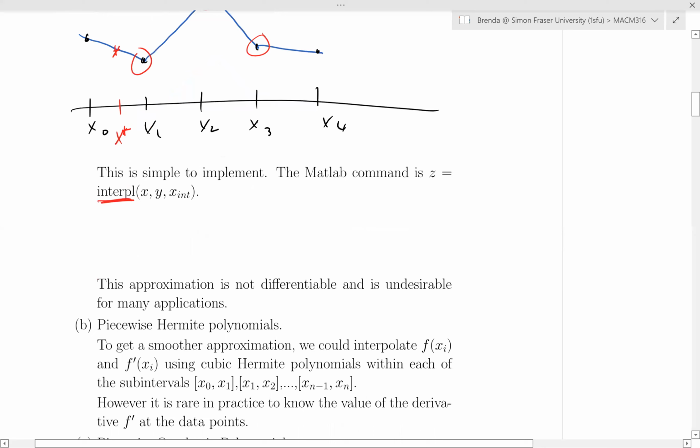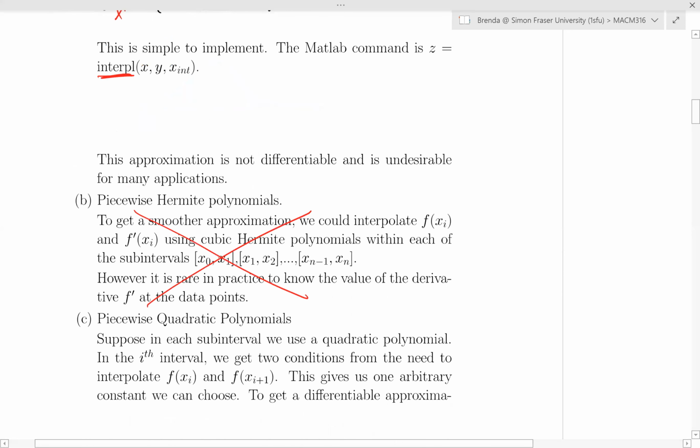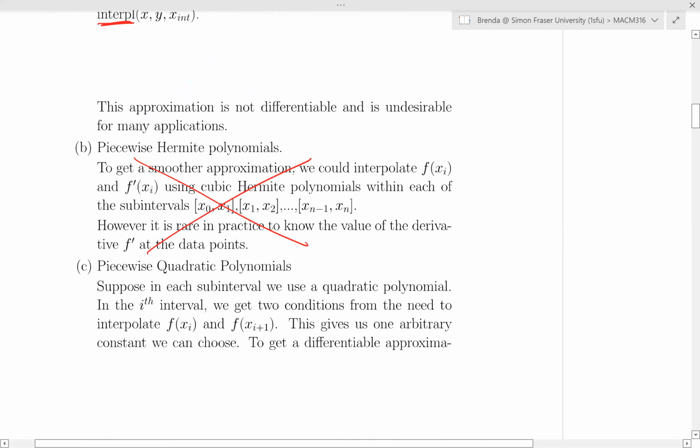So we could have a piecewise Hermite, which we are not doing. It relies on you having the derivative of the function at the data points, which you often don't have. So Hermite is gone.